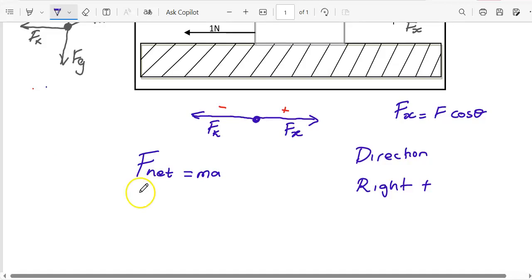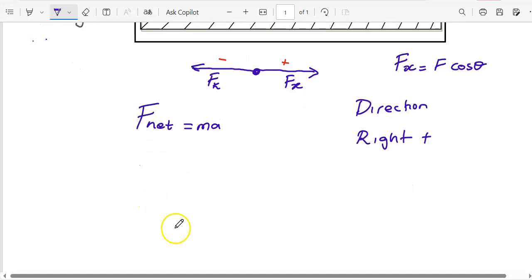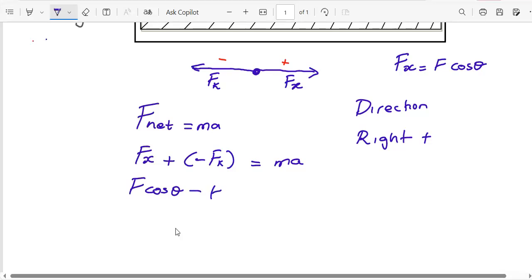From there, we can say that F net says that we need to take Fx and add it with, I'm going to put it inside the bracket, the Fk, because it will be negative, and equate this to Ma. I just have to substitute. Remember Fx, we said it will be F cos theta. Positive times negative will give us negative Fk. And this is equal to ma.